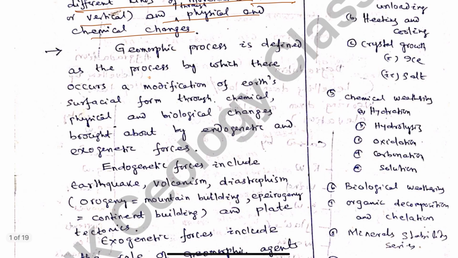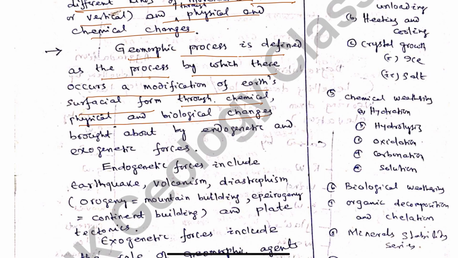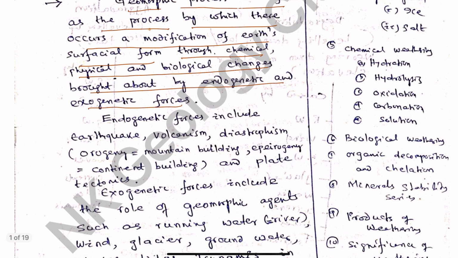The processes which bring about these changes are called geomorphic processes. So what is a geomorphic process? A geomorphic process is defined as the process by which there occurs a modification of Earth's surfacial form through chemical, physical and biological changes brought about by endogenetic and exogenetic forces that are active on the Earth's surface or from within the Earth. Endogenetic forces include earthquake, volcanism, and diastrophism. Diastrophism includes orogeny and epeirogeny.